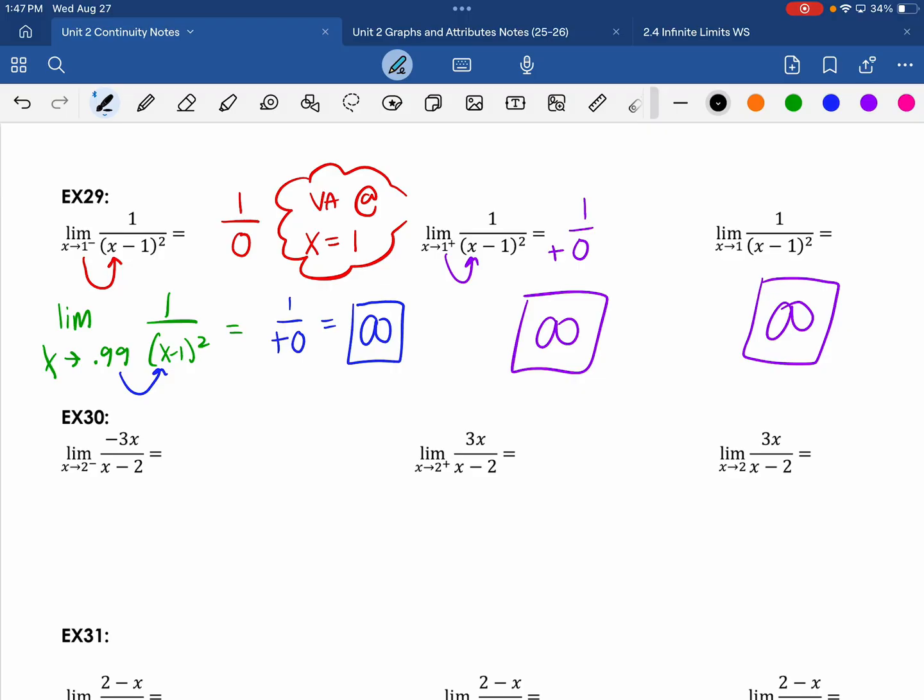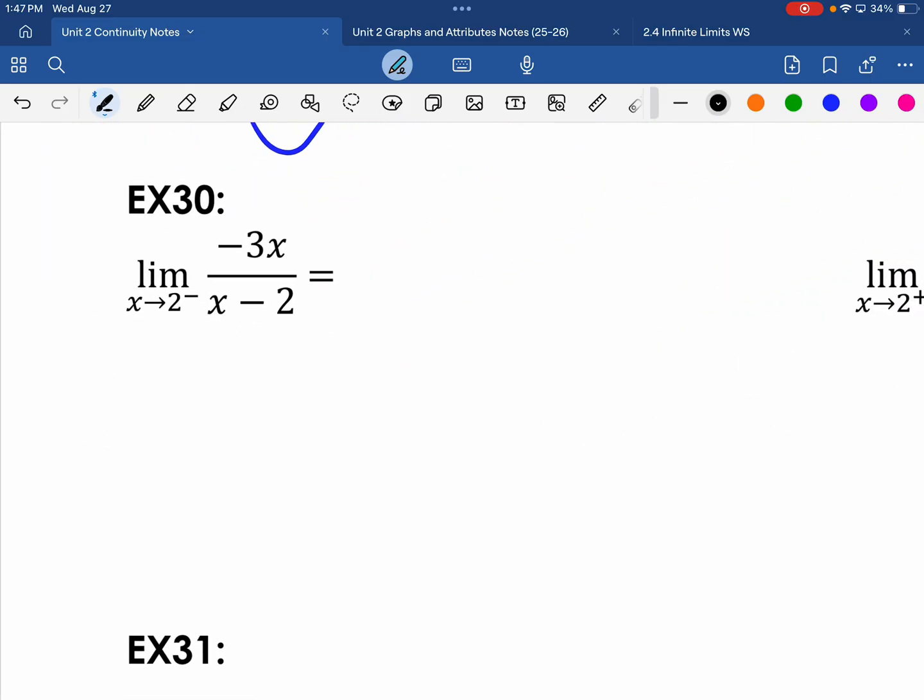Okay. On 30, I forgot to put negatives on these, so make these negative 3x's here and here. So they're all the same function across the board. All right. When you directly substitute in 2, you have to put it in for all of the x's. What are you getting on top? Negative 6. And what are you getting on bottom? 0.